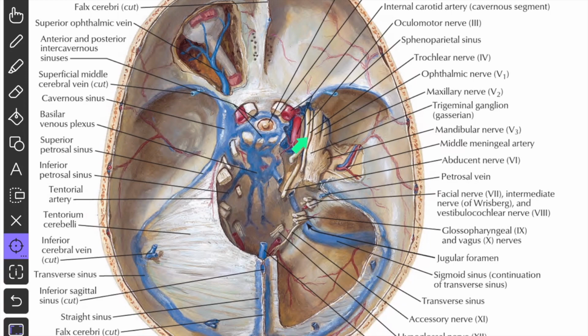Then it leaves the sinus by passing through the superior orbital fissure through the tendinous ring by dividing into two rami, an upper division and a lower division. The trochlear nerve also enters the sinus like the oculomotor nerve and leaves the sinus through the superior orbital fissure outside the tendinous ring.